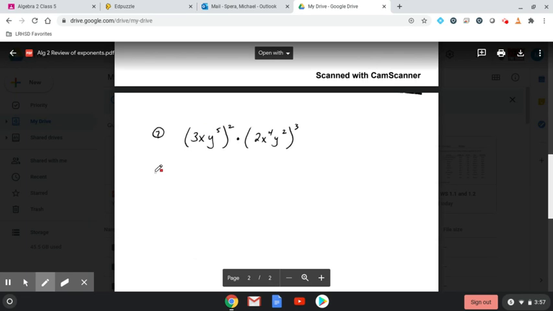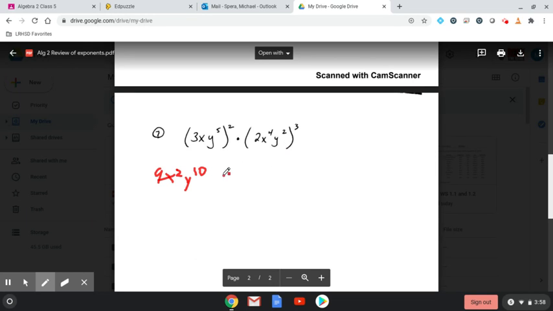All right, so 3 squared is 9. That's x to the first power. So x to the first times 2. Let's keep add. Becomes x squared. All right, y to the 5th squared. So power to a power, you multiply, is y to the 10th.